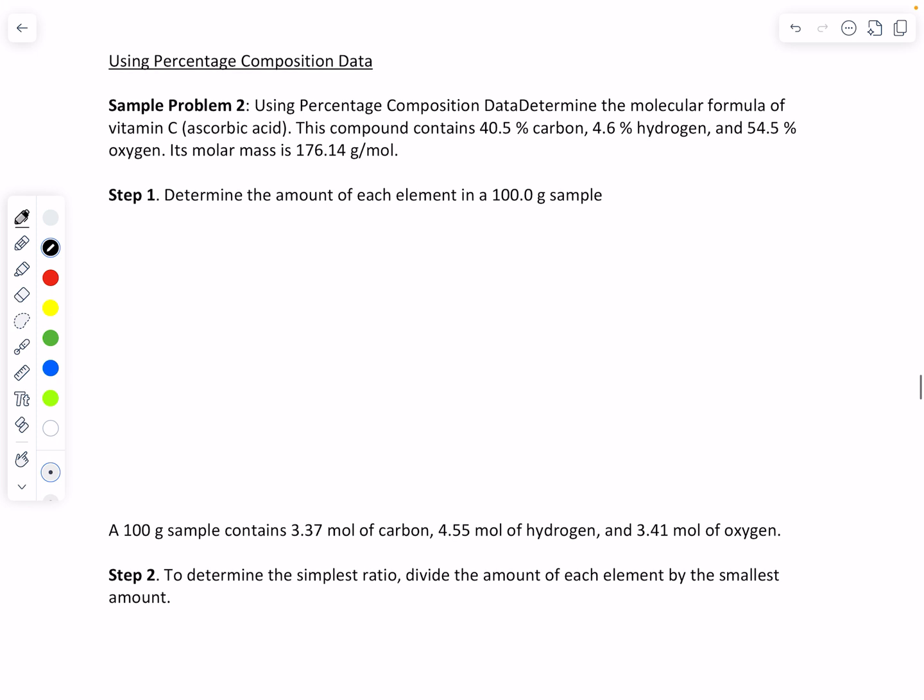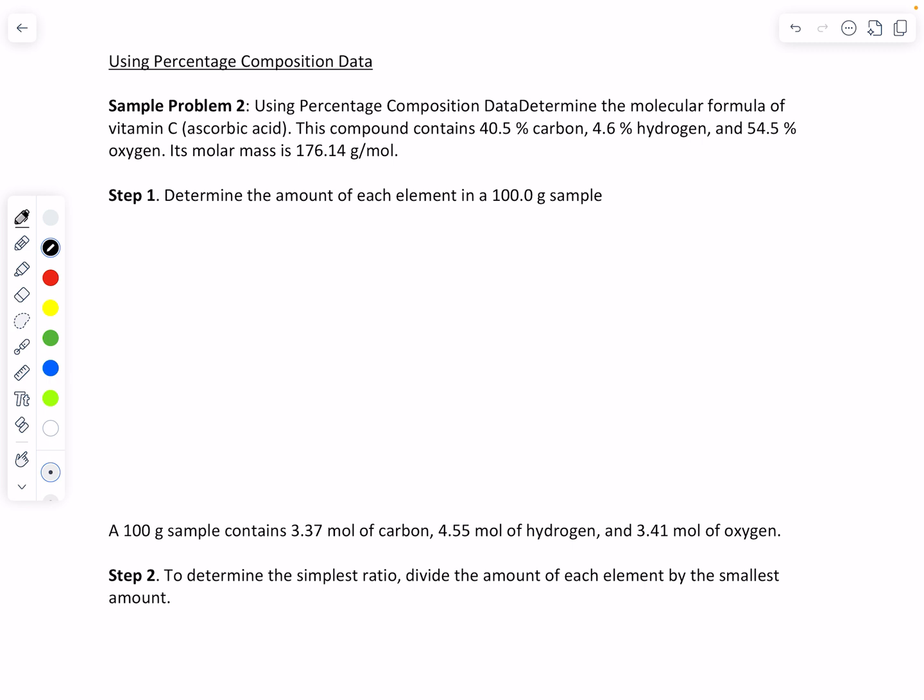Let's use percentage composition. Sample problem number 2. Using percentage composition data, determine the molecular formula of vitamin C, ascorbic acid. This compound contains 40.5% carbon, 4.6% hydrogen, and 54.5% oxygen. Its molar mass is 176.14 grams per mole.